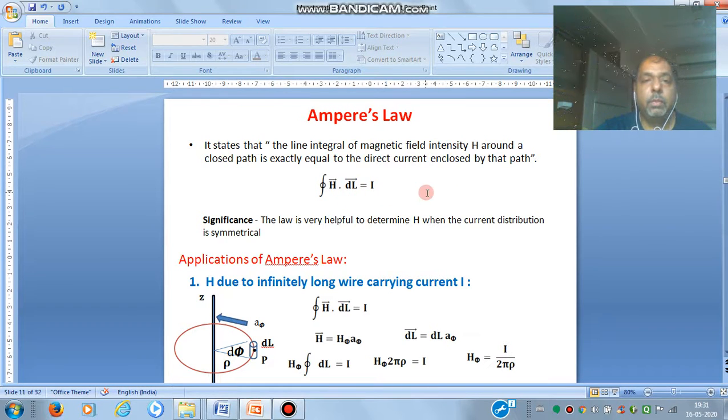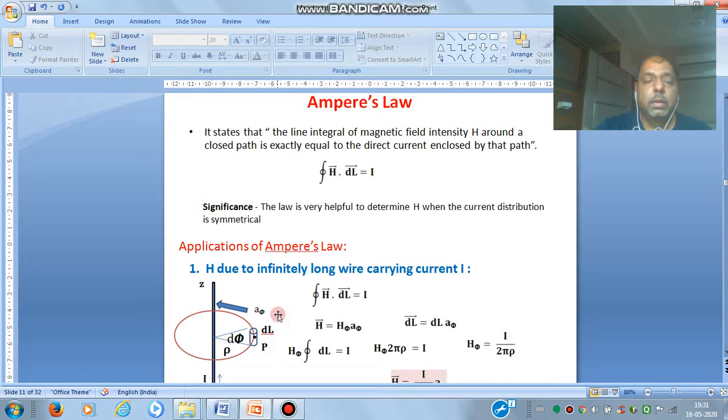We see first what the statement says. Ampere's law says that the line integral of magnetic field intensity around a closed path is exactly equal to the direct current enclosed by that path. Mathematically we can write it like this: the closed line integration of H gives the total current value.